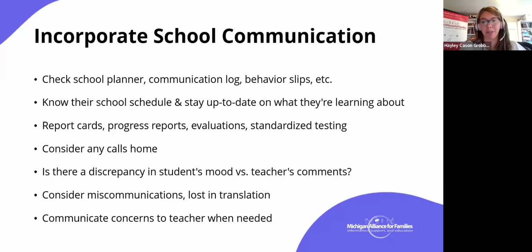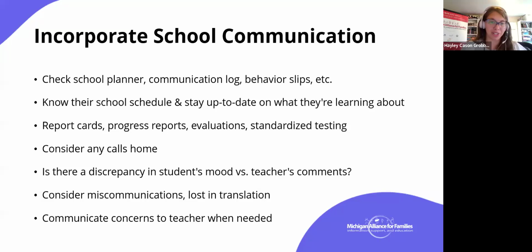Or perhaps it's the opposite. Your student, and this has happened to me several times, comes home in a super positive, upbeat, happy mood, but you know that the teacher called you and sent a note home about concerning behaviors. In both instances, it's really important to figure out what the facts of the matter are.